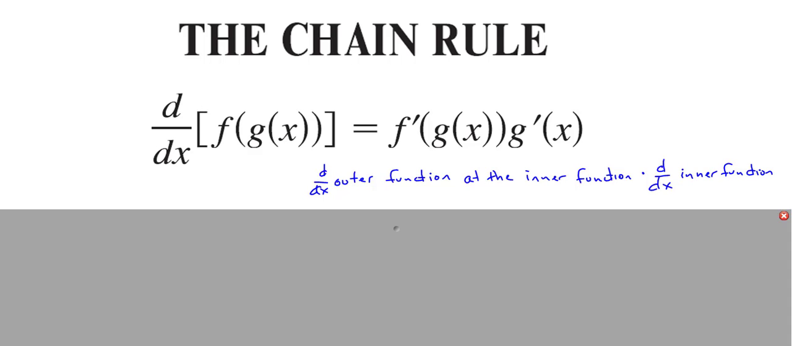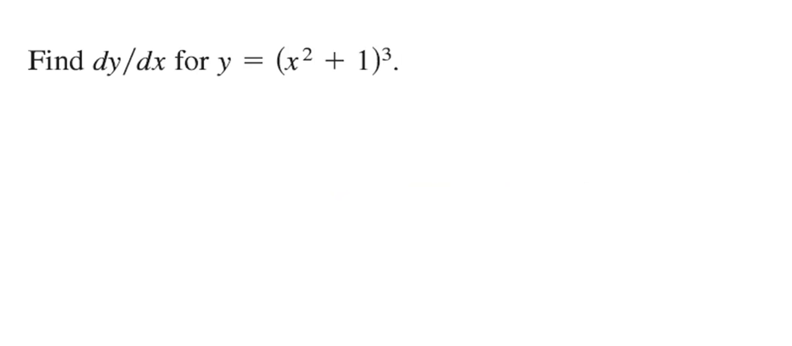Now there's some stuff underneath the shade. We'll go over that later. We're just going to work on mechanics today. Here we go. Find dy/dx for y equals the quantity x squared plus 1, cubed. For those of you that just hate Pascal's triangle, this is for you. The chain rule is for you guys.